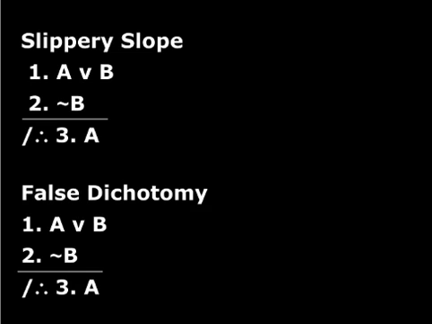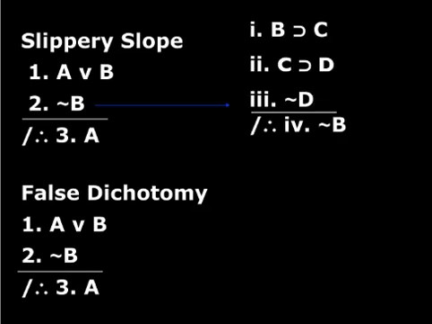False dichotomy has exactly the same form. There are two options. Better not go with the other option, option B, my opponent's, right? That's bad or it's false. Therefore, my option is preferred. Now, you might think that the difference is this: what makes something a slippery slope is that you're establishing premise 2, the falsity of the other position, with a chain of events like this, right?